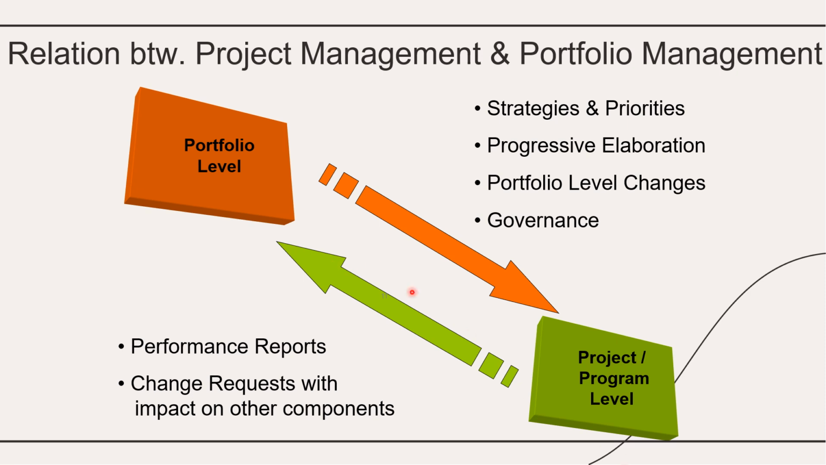remember there is a two-way relationship. So, portfolio management comprises strategies and priorities, progressive elaboration, portfolio level changes, and governance issues. Whereas project management is all about performance reports, change requests with the impact on the other components as the case might be, and we keep on rebalancing the issues time and again. That is the beautiful relationship that project management and portfolio management comprise.